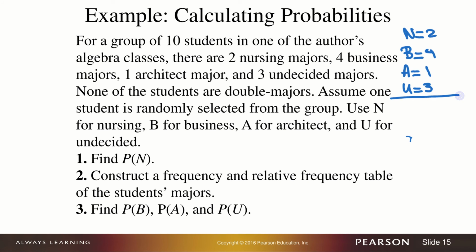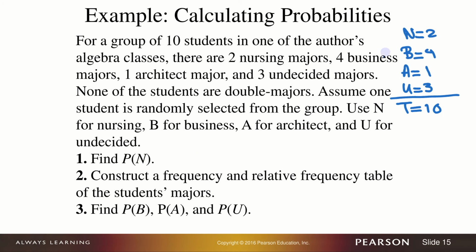Now, also what I like to do, as soon as I do something like that, I like to get a total and make sure that it makes sense. Remember, there were 10 students. This should add up to 10: 4, 7, 8, 10, which is indeed the case, right? All right. So find P of n.